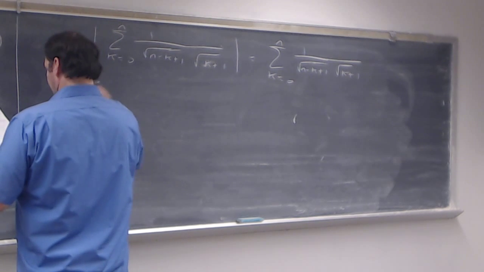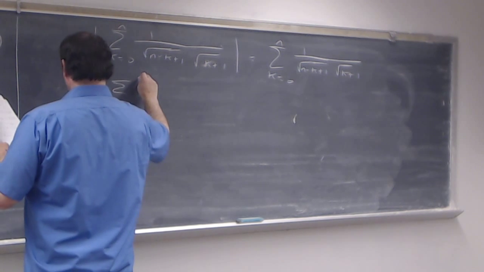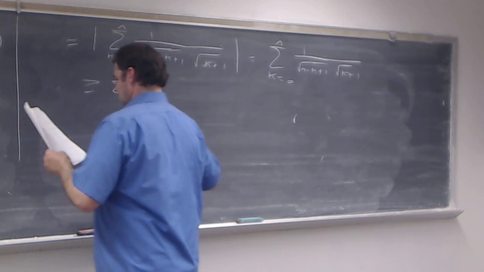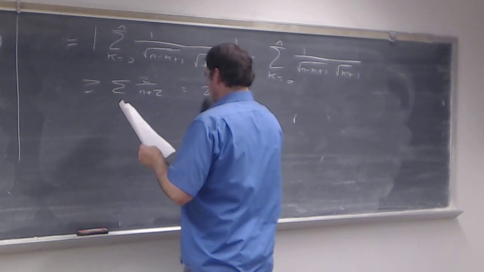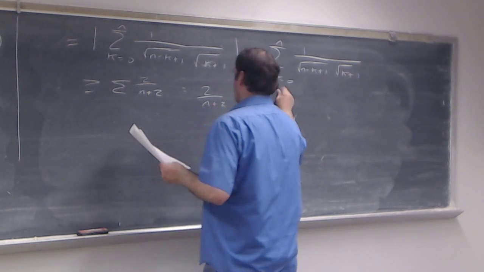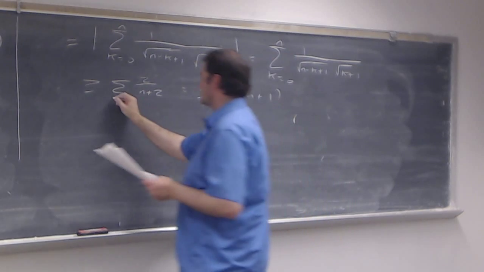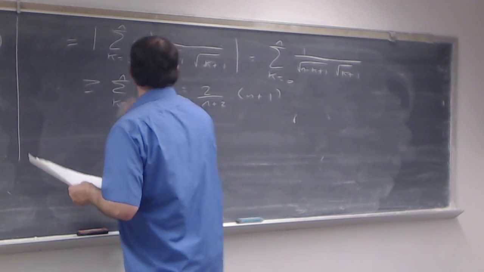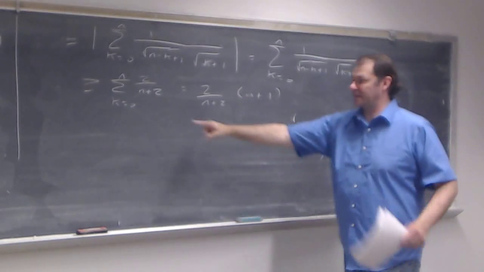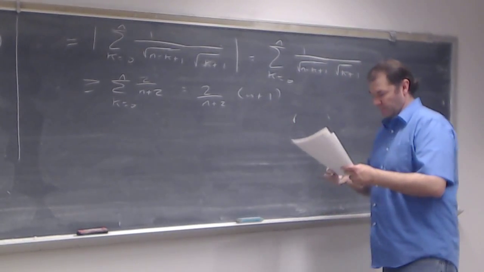And that's going to be bigger than or equal to the sum of 2 over n + 2, which equals 2(n + 1) over n + 2. So that's what that sum is. This is as k runs from 0 to n. There are n + 1 terms, and we're adding up a constant with respect to k. That's what we get.